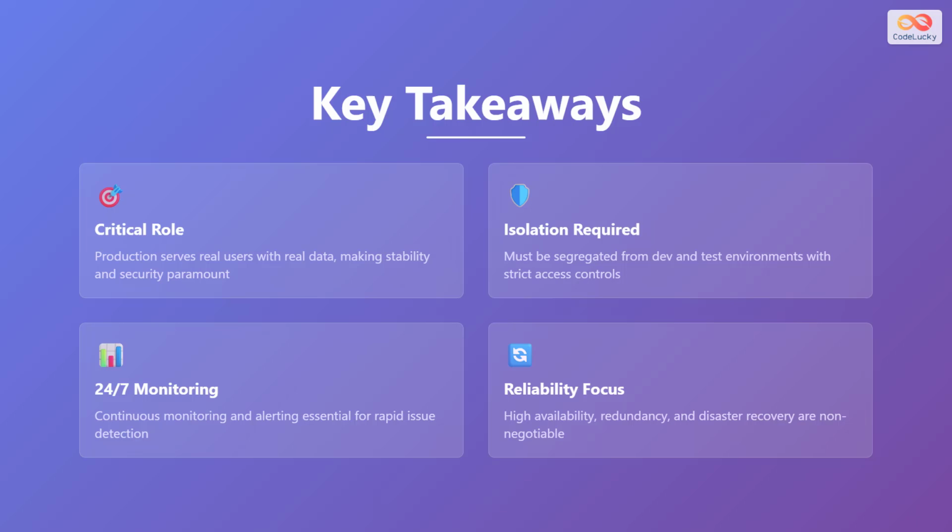Let's summarize the key points about production environments. First, production plays a critical role serving real users with real data, making stability and security absolutely essential. Second, production must be isolated completely from development and test environments with strict controls on who can access it. Third, production requires 24/7 monitoring and alerting so issues are detected immediately and fixed quickly. Fourth, production must prioritize reliability through high availability, redundancy, and disaster recovery plans.